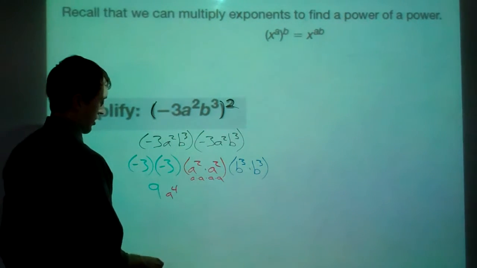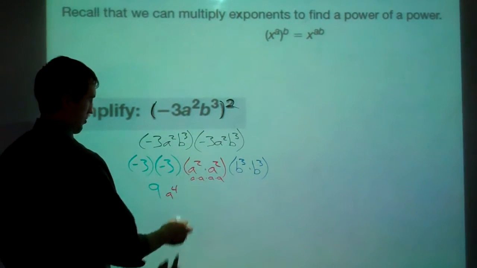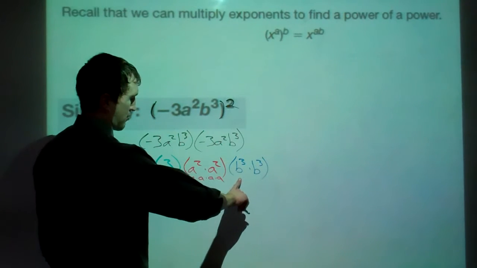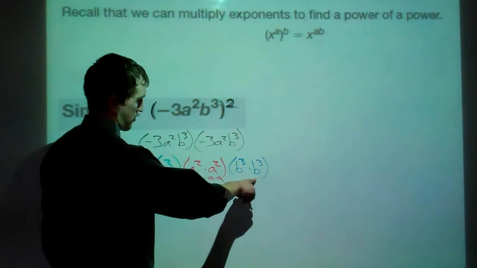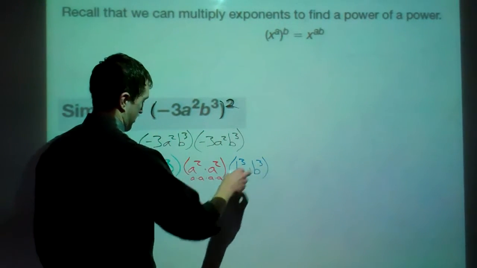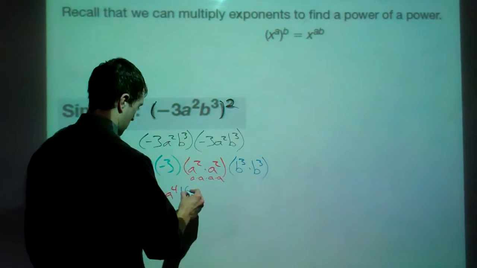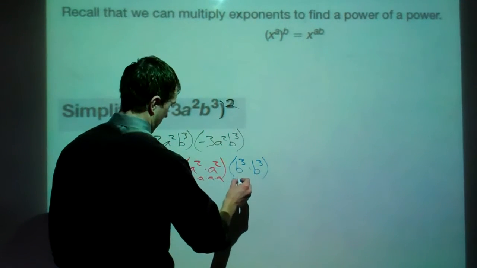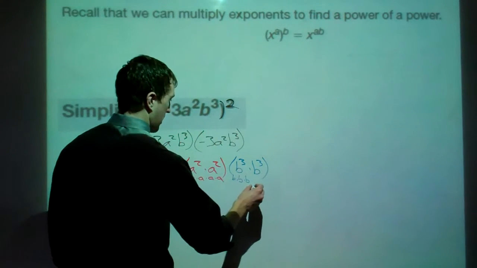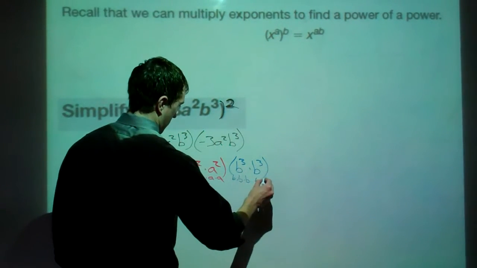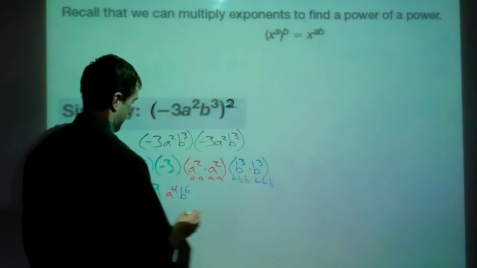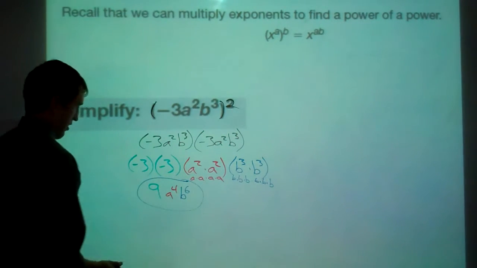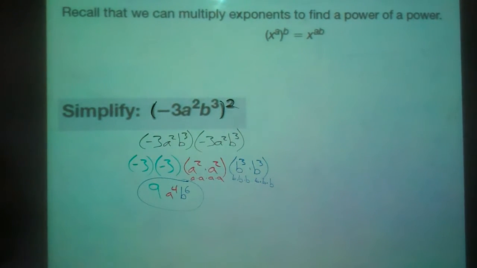You can see the shortcut is you can add the exponents when we multiply. So 3 b's multiplied together plus 3 b's multiplied together, 3 plus 3 gives b to the sixth. Or you can always write that out. That means b times b times b times b times b times b. We've got 6 of them. This should be our answer right here: 9, a to the fourth, b to the sixth.